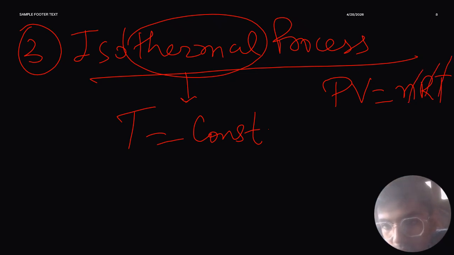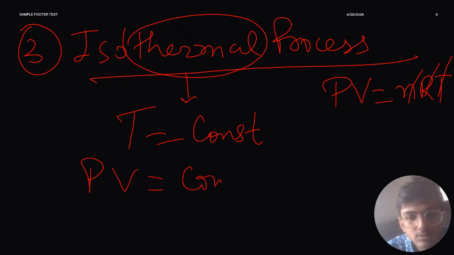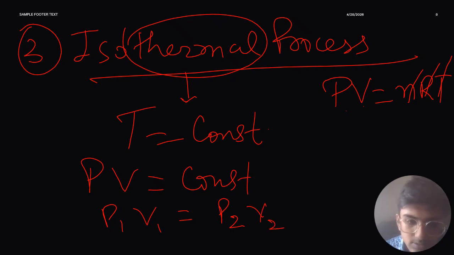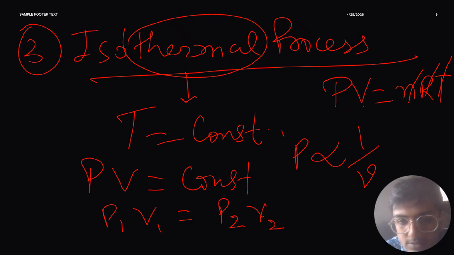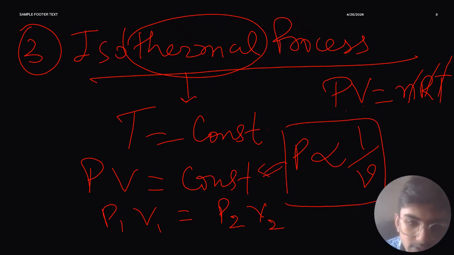These three parameters are constant, so the product of pressure and volume is constant. P1 V1 can be written as this, where pressure is inversely proportional to volume. As we can see from this, PV, the product of pressure and volume, is constant: P1 V1 equal to P2 V2.